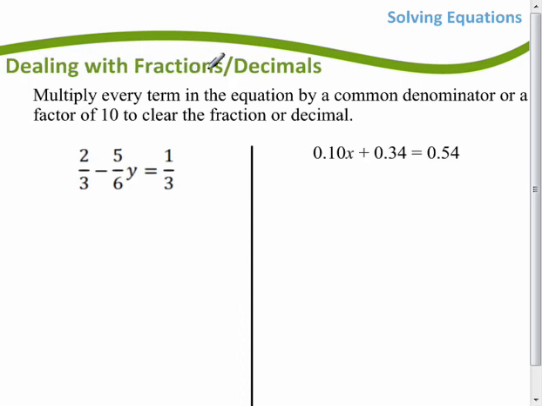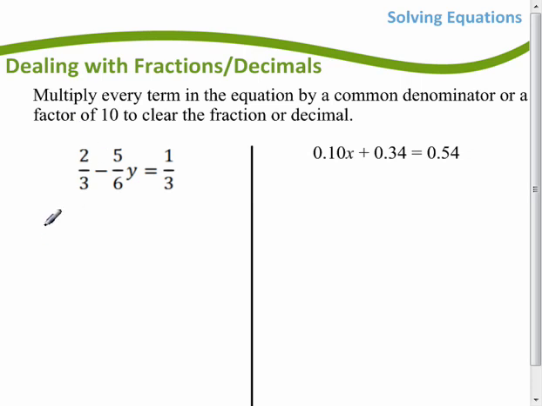Now sometimes if I have fractions or decimals, there's a couple of little tricks that I can use to get rid of those. They might look a little bit messy, but what they do is they make it so you don't have to deal with fractions or decimals. In the case of fractions, look for a common denominator and multiply each term by that denominator. In this case, my lowest common denominator is 6, so I'm going to multiply each term by 6.